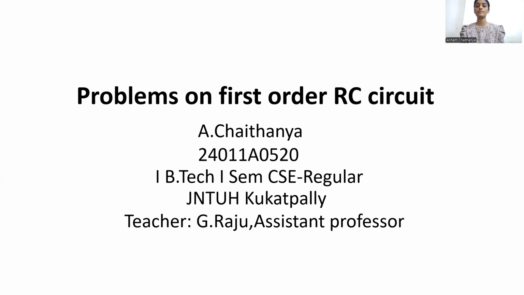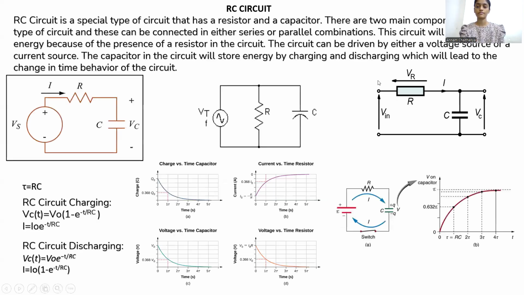Today, I'm going to explain three problems on first order RC circuit and a little bit of what an RC circuit is. So, an RC circuit is a special type of circuit that has a resistor and a capacitor. These are the two main components of this type of circuit, and these can be connected in either series or parallel. This circuit will consume energy because of the presence of a resistor in the circuit.